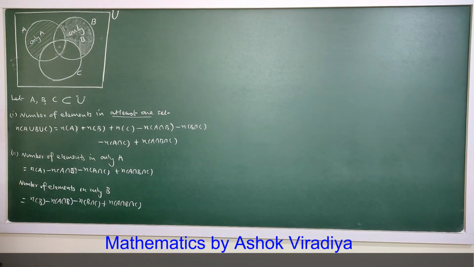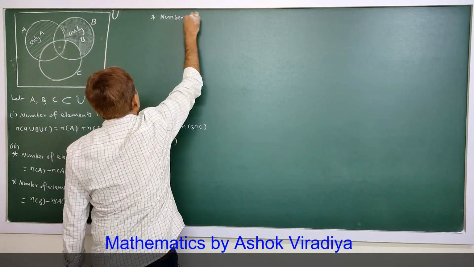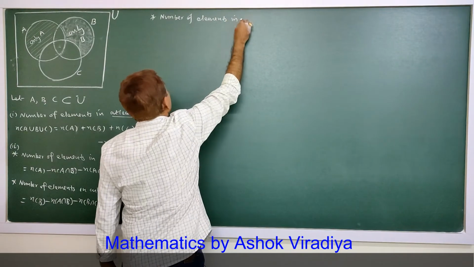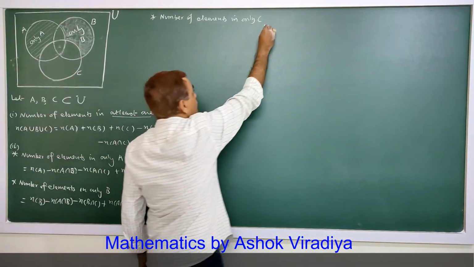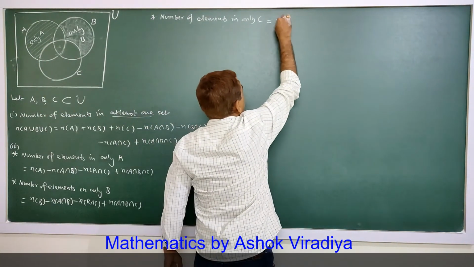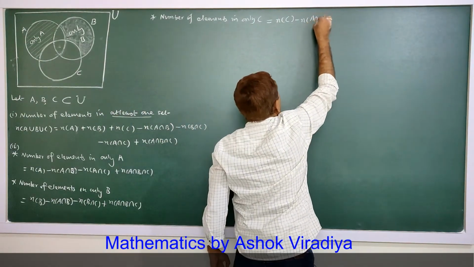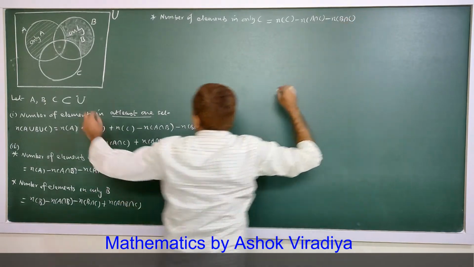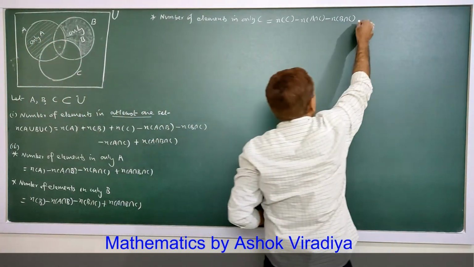Similarly, number of elements in only C. Number of elements in only C, it is equal to number of elements in C minus number of elements in A intersection C minus B intersection C, means this part removed, this part removed, but this should be removed only one time. So to correct this addition or subtraction, add one time.